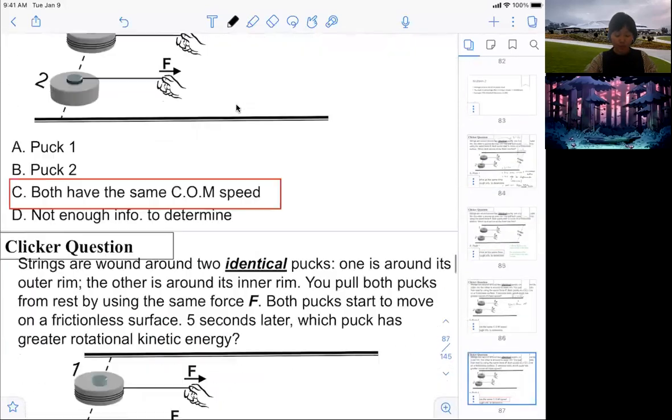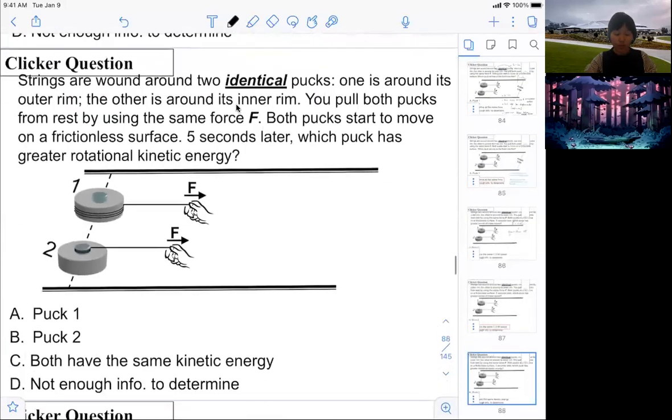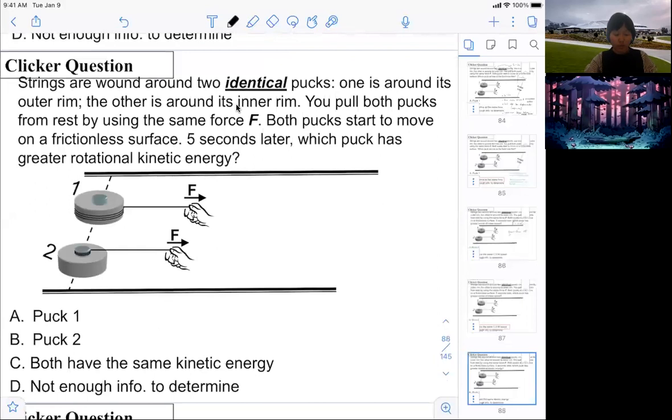The next one has to do with the more nuanced rotation. So 5 seconds later, which puck has greater rotational kinetic energy? Kinetic energy for rotation is 1/2 I omega squared. I is the rotational inertia, and omega is the angular velocity. So this one I will have you vote, okay? I'll give you a minute to discuss, and then after you come back, you can vote on this one.